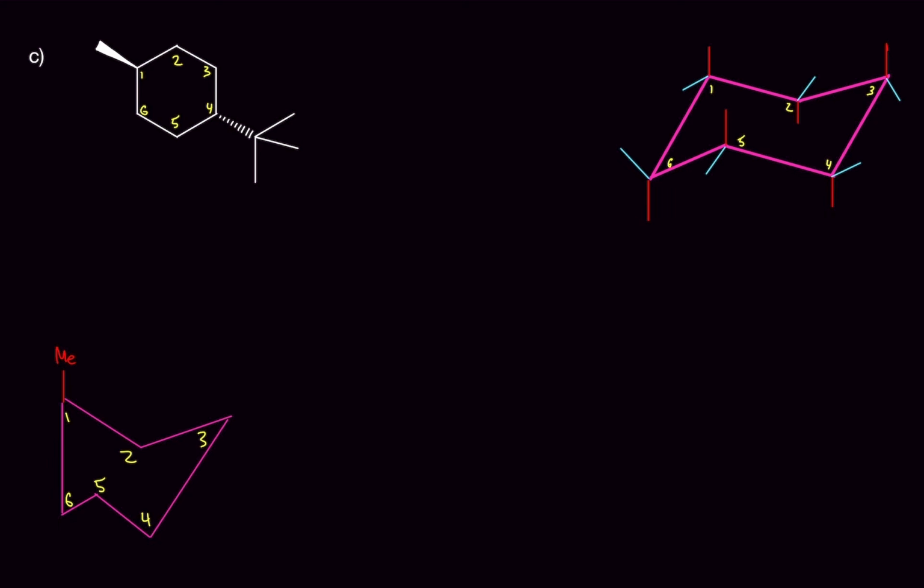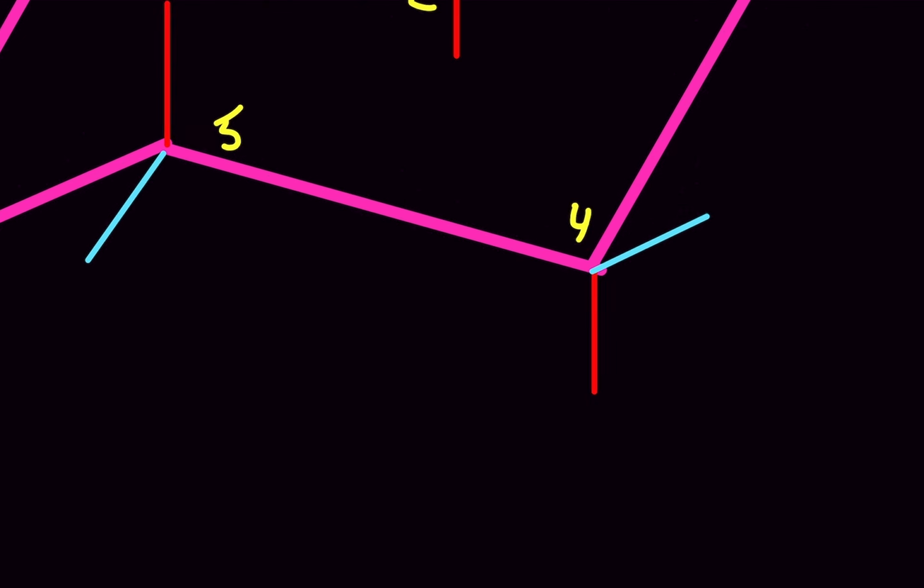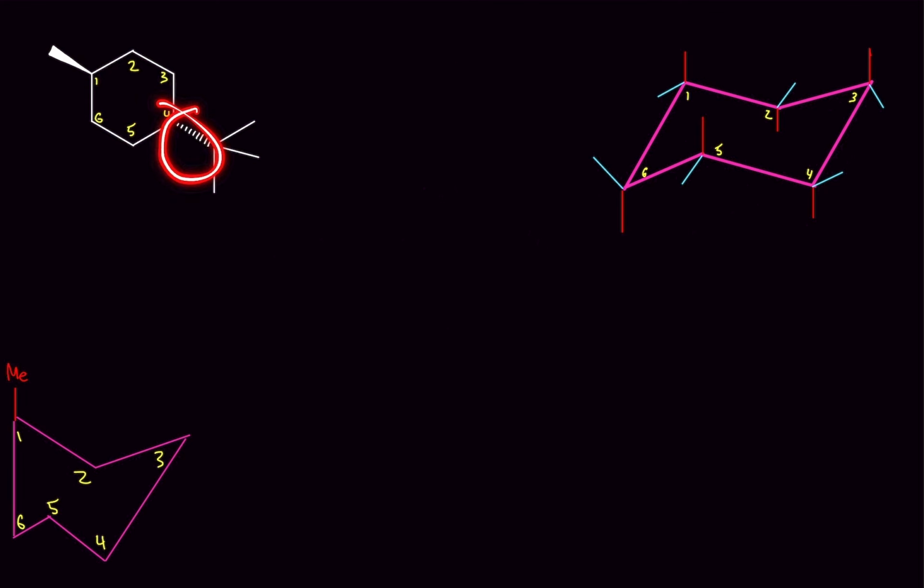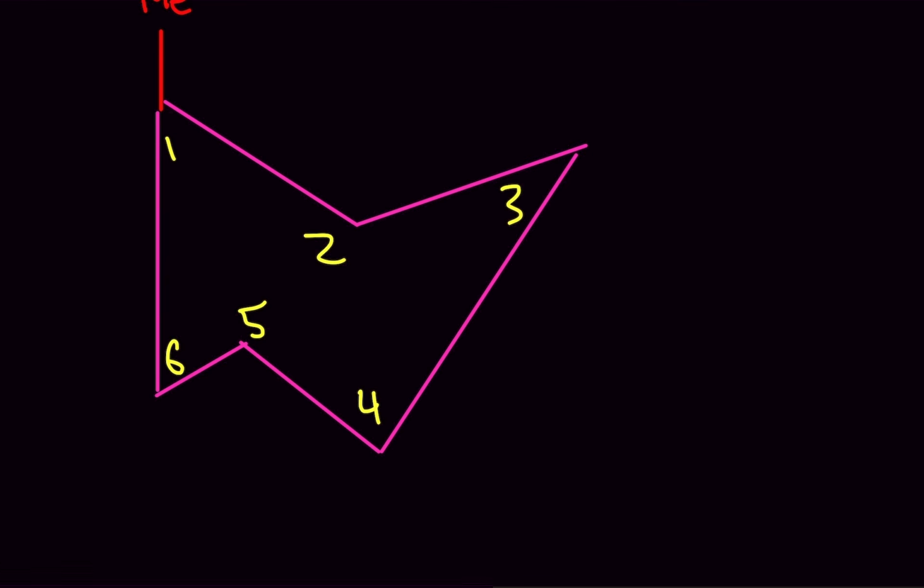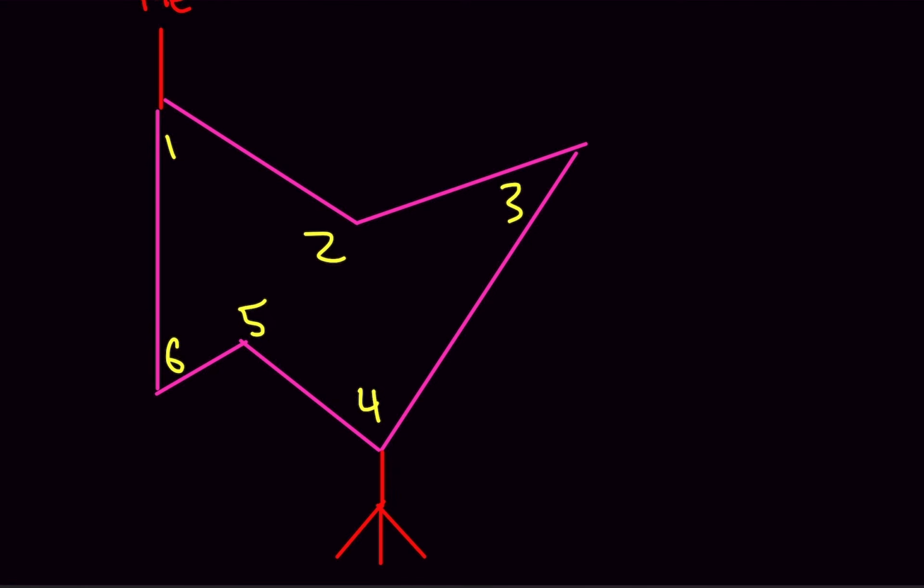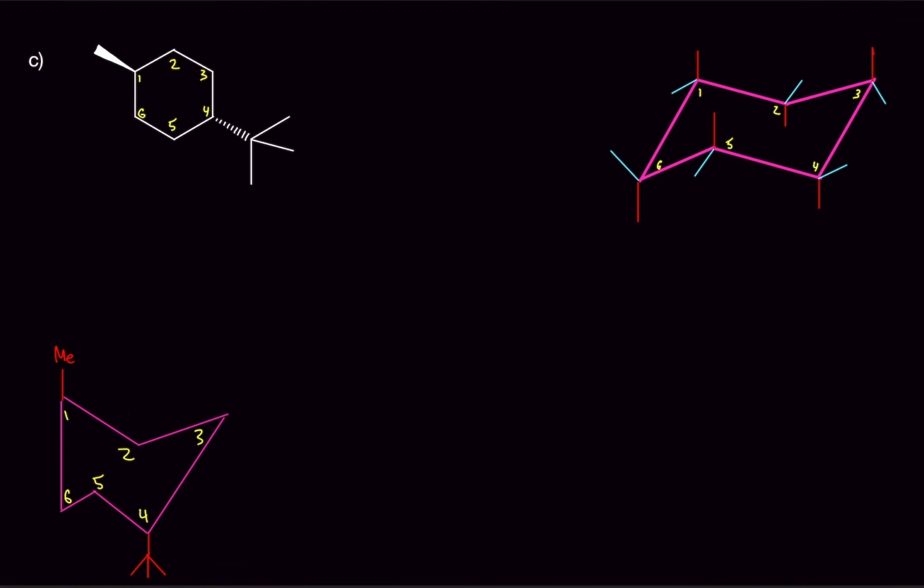This is a tert-butyl group here on carbon number 4. It's on a dash. Dashes must be pointing down. So we're going to go over carbon number 4 here. Notice the axial position is pointing down, so it's going to be in the axial position, not the equatorial position, because the equatorial position on carbon number 4 is actually going up. And it's on a dash, so it must be pointing down. Like that. There you go. That's the answer. That's the chair conformation.